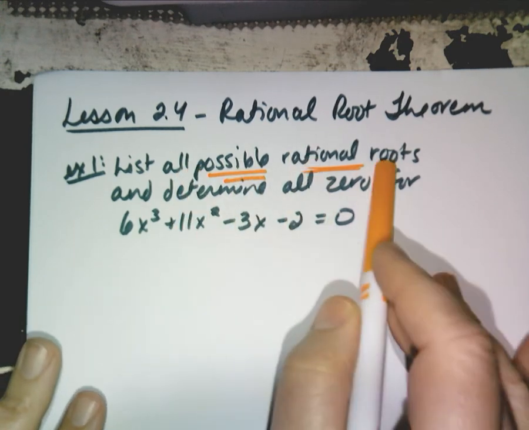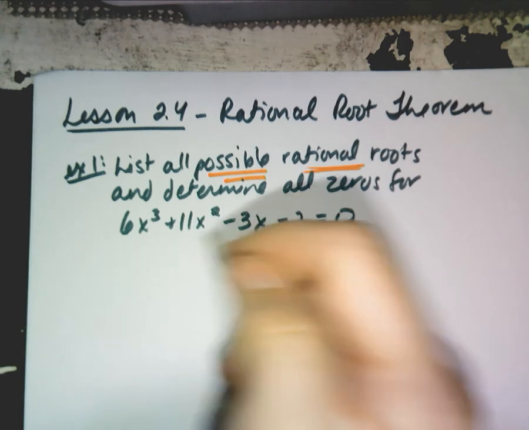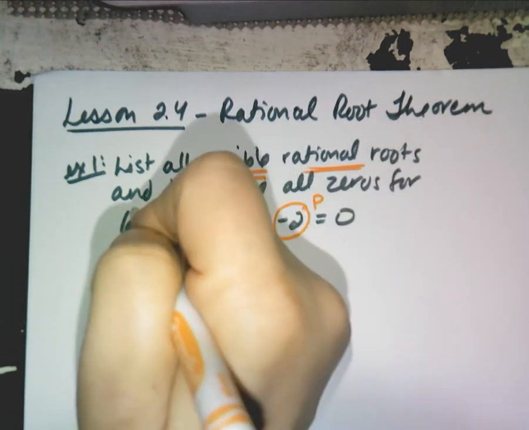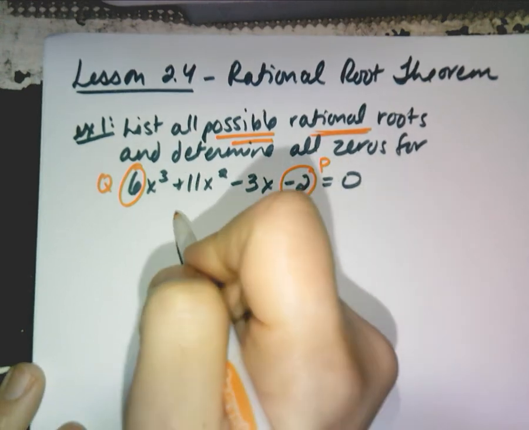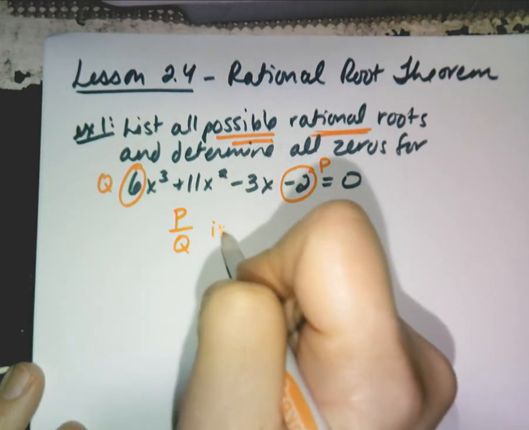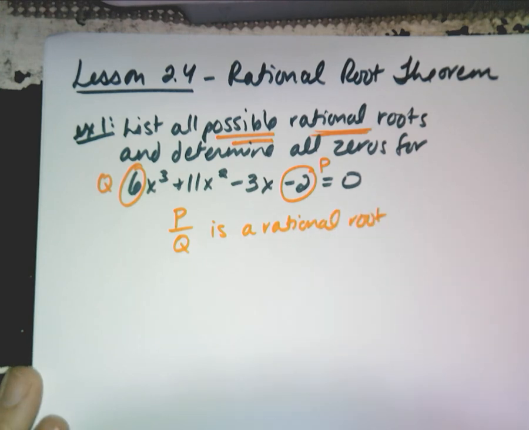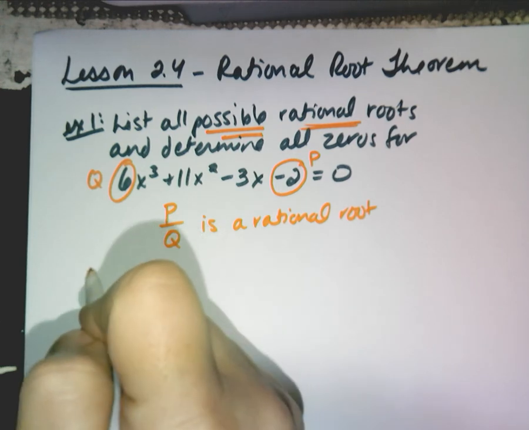For all the possible roots, you have to list all the P's and the Q's, which is what they give in the title if you read the directions or the definition again. In this polynomial, the last number is your P and the front number is your Q. According to the rational root theorem, P over Q is a rational root. So what does that mean? Well, you have to do just a tiny bit of work. This is actually probably the easiest question right here.